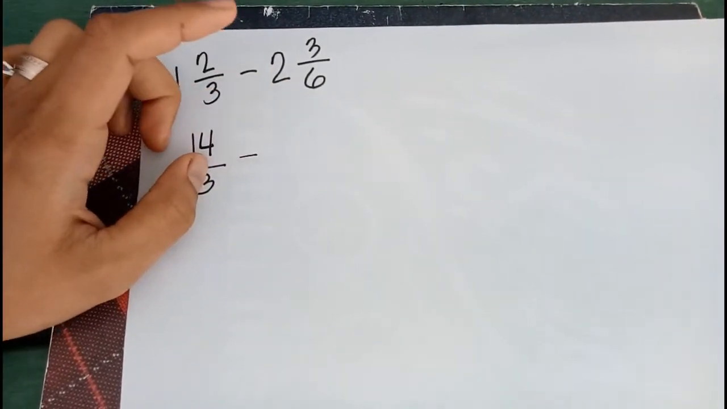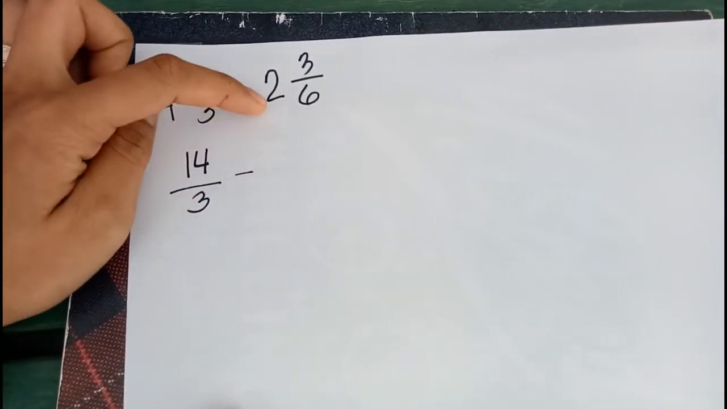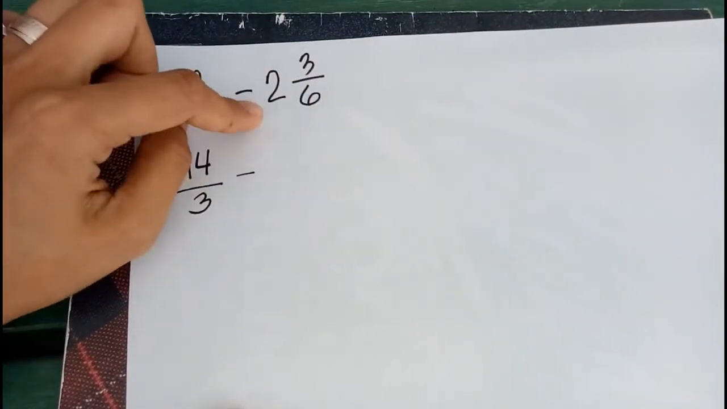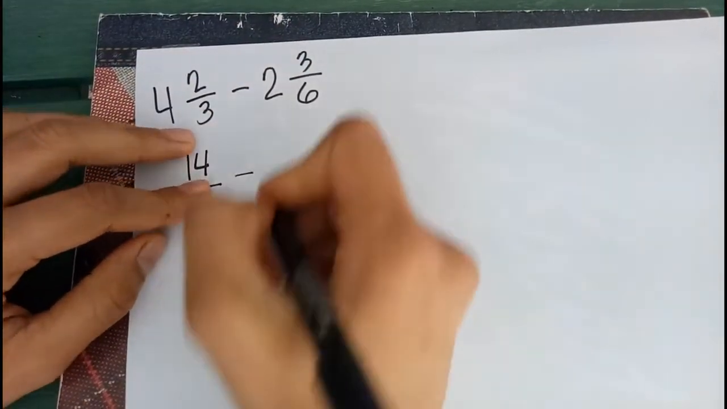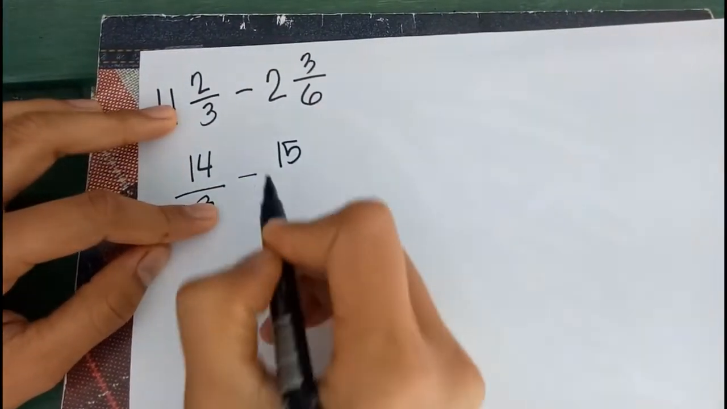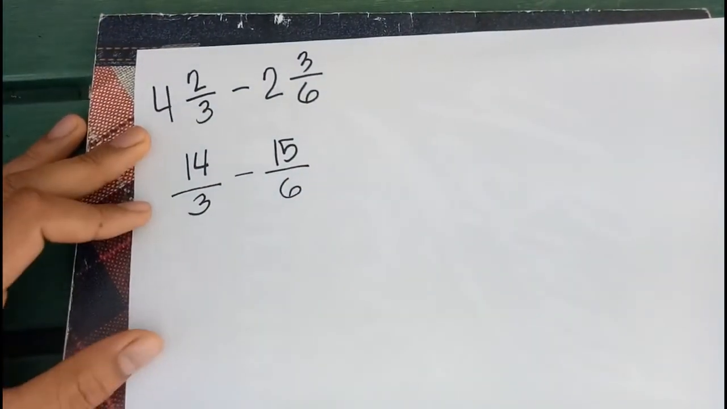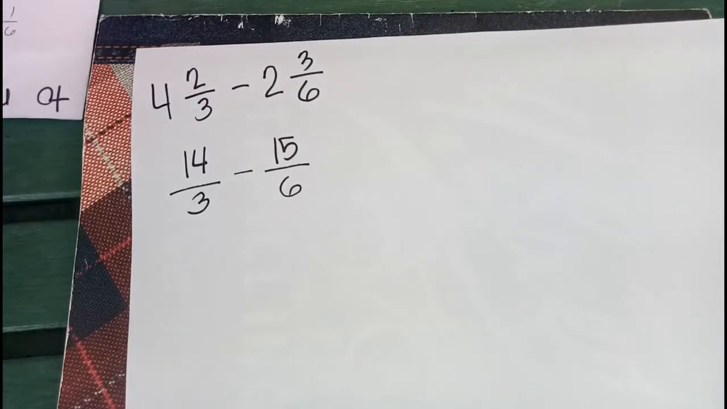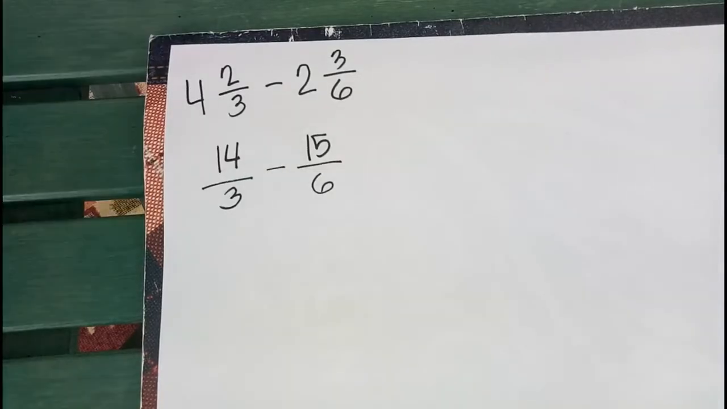Now we do the same for this mixed fraction. 6 times 2 is 18, plus 3. Oh, I'm sorry, 6 times 2 rather is 12, plus 3 is 15. So we write 15 here, and the denominator is still the same, 6. Okay, so that is our first step. We have converted our mixed fraction to improper fraction.